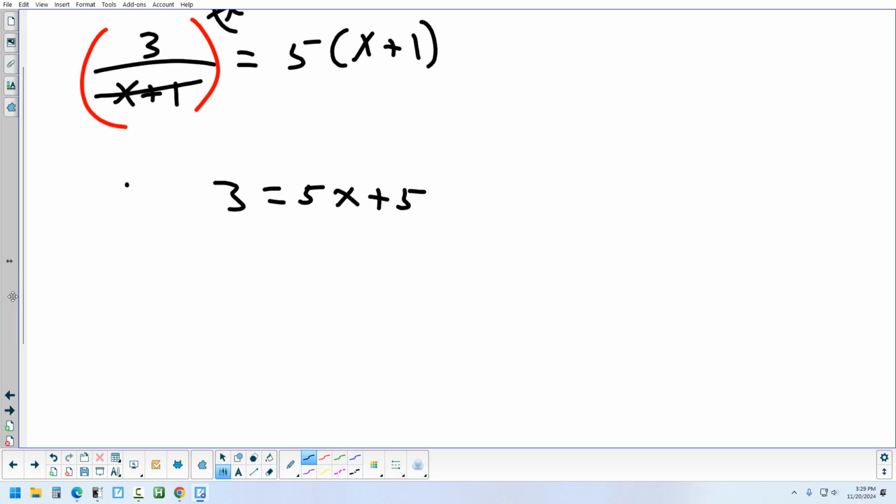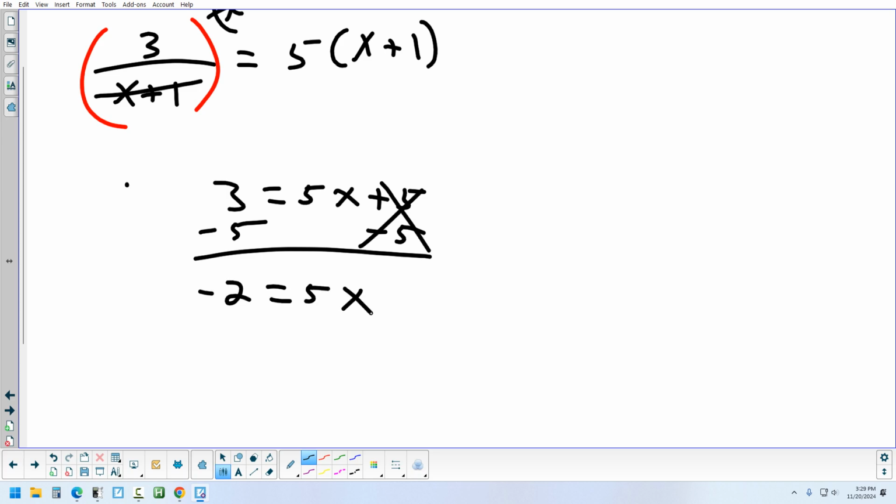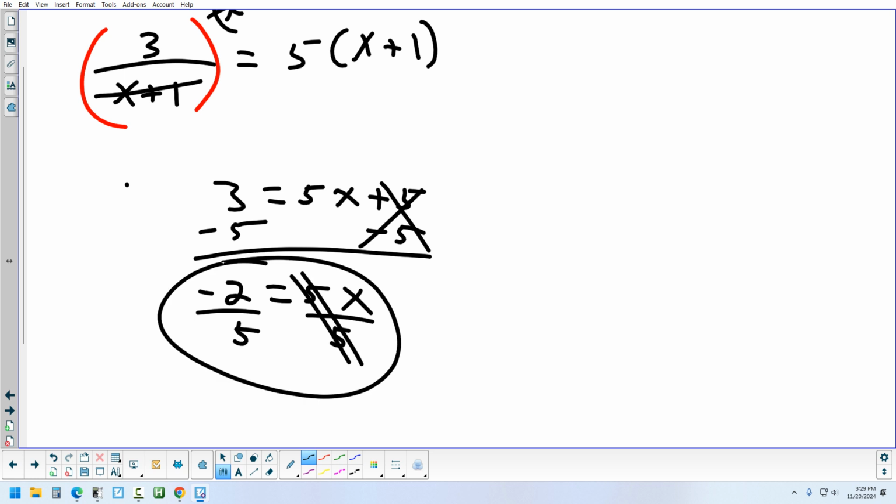Subtract 5 from both sides. So that's gone. And what's 3 minus 5? Negative 2. And your last step? Divide. What would you divide by? 5 on both sides, perfect. So for x, you get -2/5.